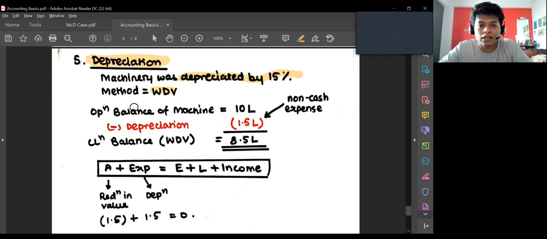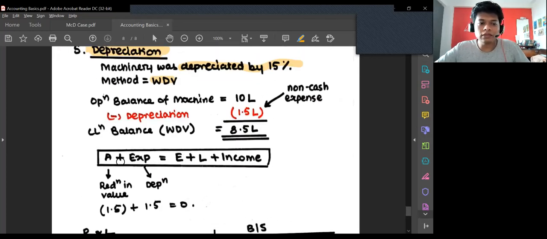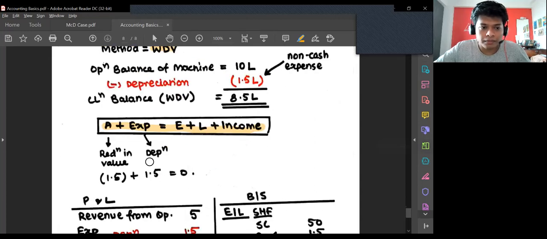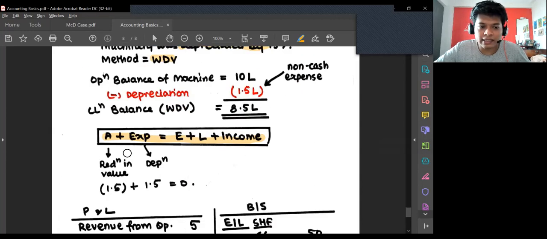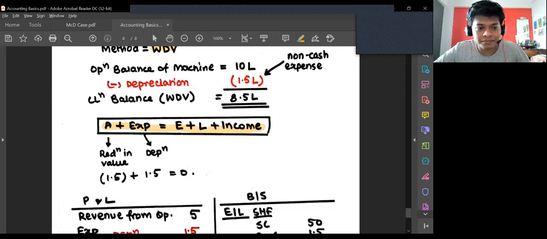Ultimately cash will have to be paid, but in case of depreciation it's an expense, but you don't have to pay cash ever. Okay, so that's why depreciation is called a non-cash expense. Again, the accounting equation is here. So what happens in case of depreciation? There's a reduction in value. So 1.5 gets reduced, and then expenses of depreciation is 1.5. Then again you see the left side, right side tallies. LHS equal to RHS, and my balance sheet will tally.